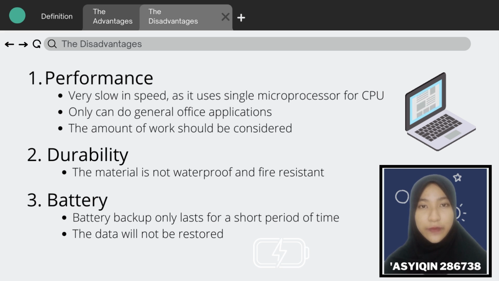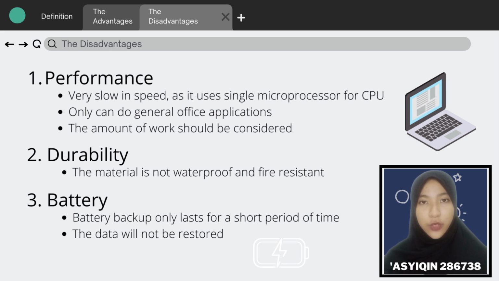Next, the durability of the microcomputer. Most of the microcomputers were built from plastic, and if we buy the pricey one, the material that is being used is iron. This material is not waterproof and fire resistant. Sometimes there is a case reported by users that their computer burns and explodes due to overheating. The amount of work should be considered when it comes to microcomputers.